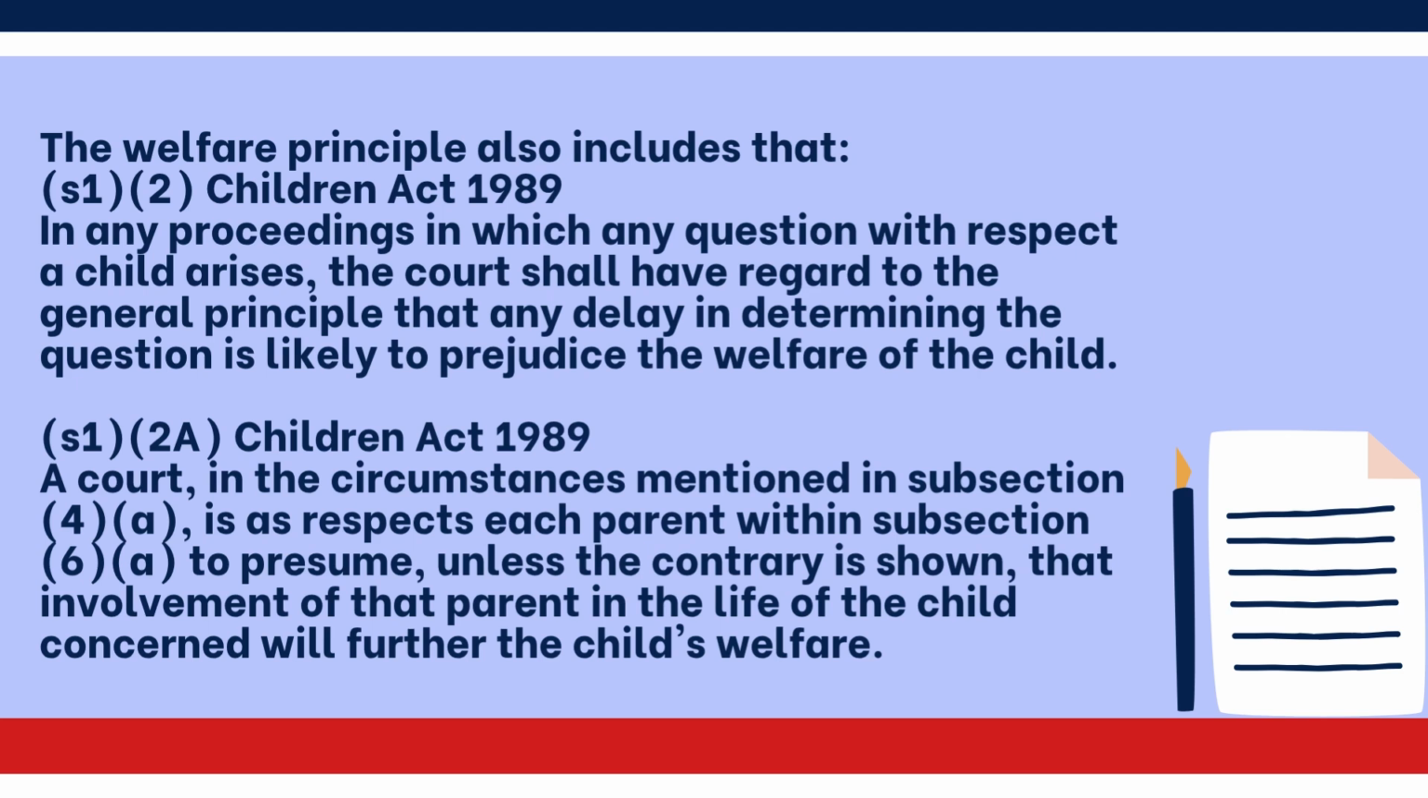The welfare principle also includes that, under Section 1 subsection 2A, Children Act, that a court, in the circumstances mentioned in subsection 4A, is as respects each parent within subsection 6A to presume, unless the contrary is shown, that involvement of that parent in the life of the child concerned will further the child's welfare. What this means in simpler terms is that in most cases, the court presumes that it is beneficial for a child to have some level of involvement with both parents, unless proven otherwise. This involvement could either be direct or indirect.